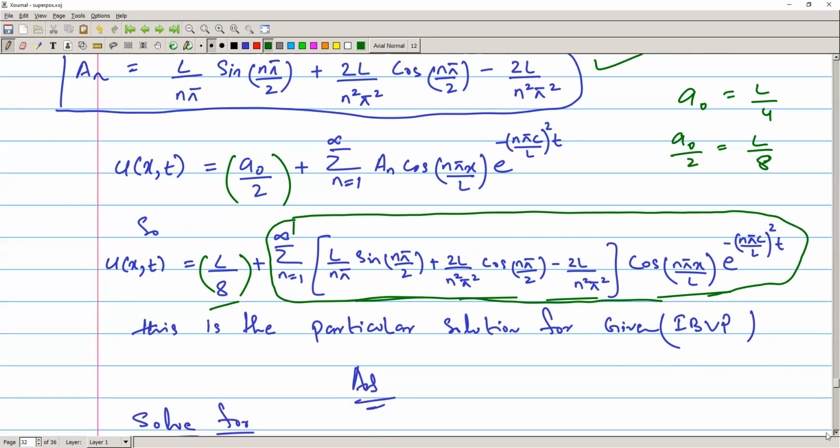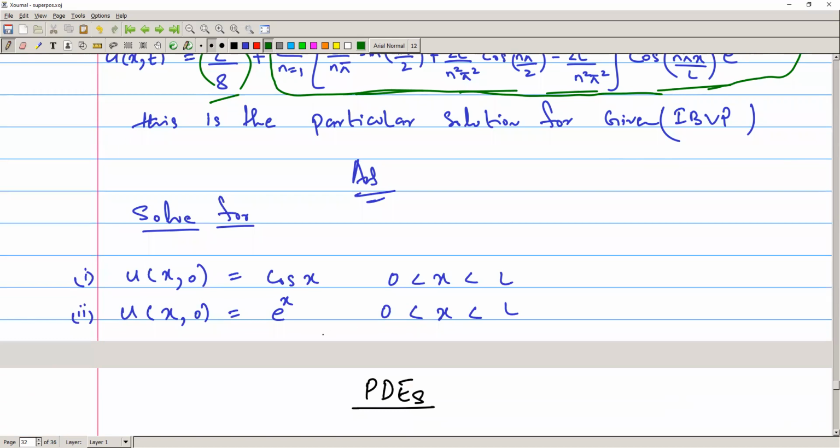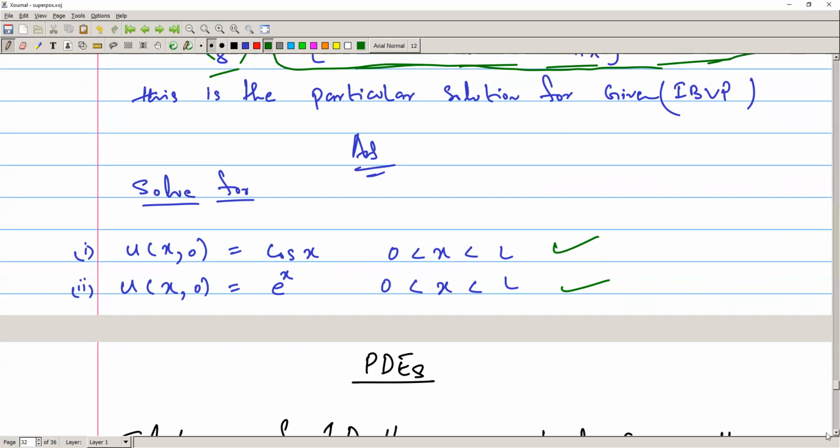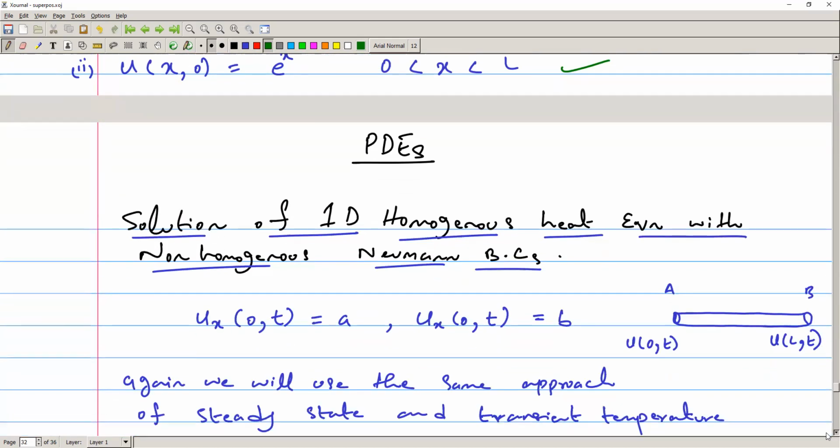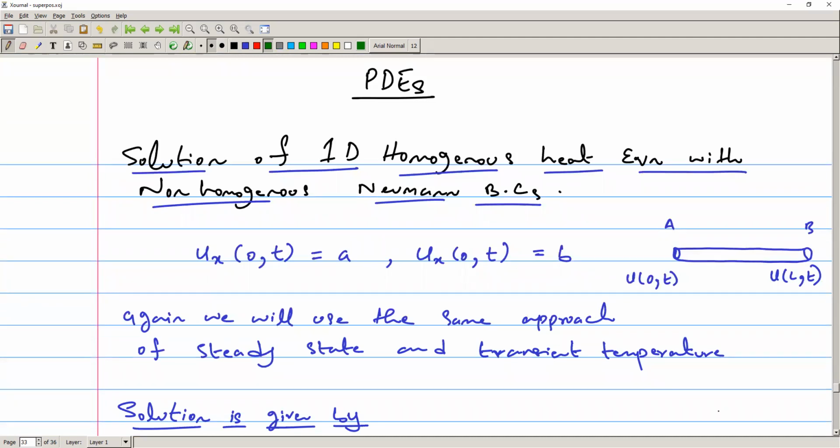So in this manner, you can take some more problems. Like here it's problem 1 that is solved for the initial condition u of x comma 0 equals cosine x, and for the second condition you can solve for u of x comma 0 equals e to the power x. So you can solve the problem for your practice and make things easier for you in the exam, right?